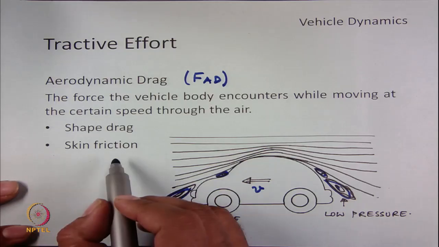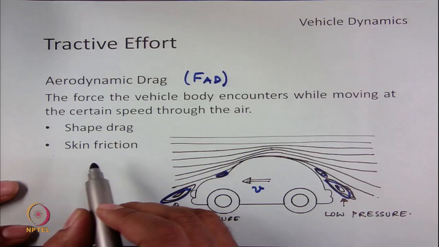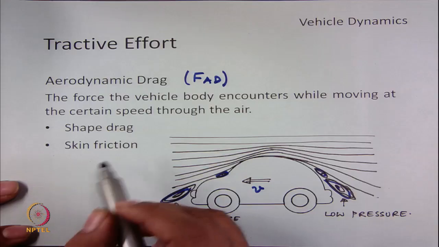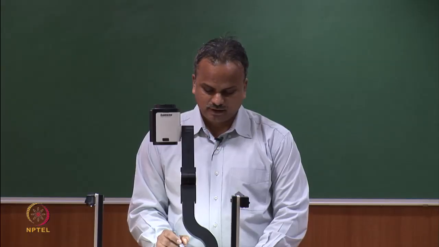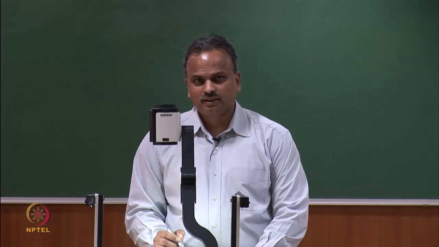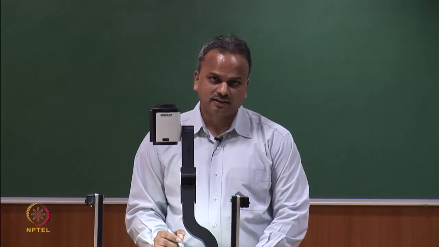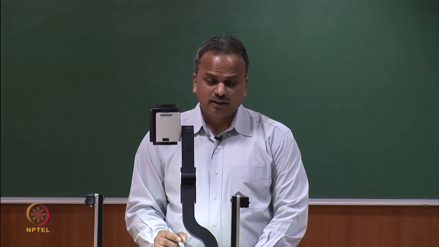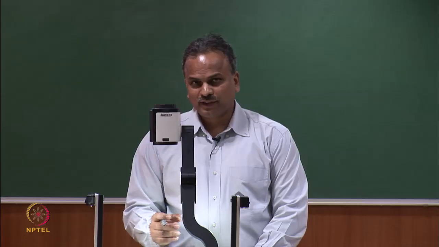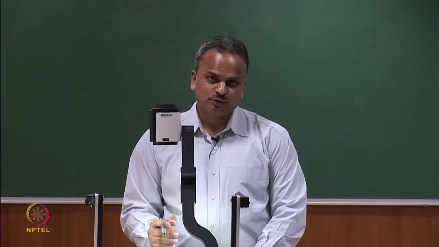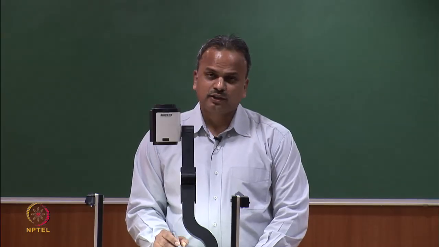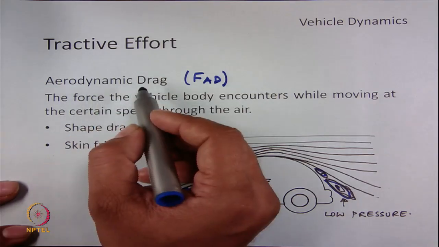So, what is this skin friction? The air which is touching the vehicle body is also moving at the speed of the vehicle, but the air which is slightly farther from the vehicle is at 0 speed or standstill. So, the friction due to these two airs at different speeds which are close to each other creates a friction of air molecules, and therefore, is one of the reasons for aerodynamic drag.